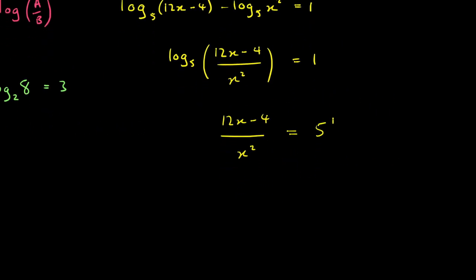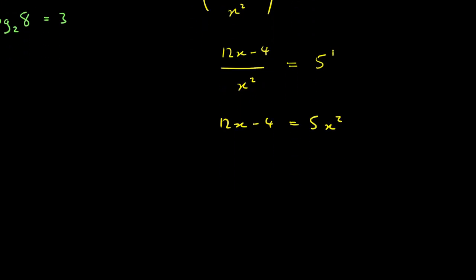All right, then. So last step, I'm going to multiply through by x squared. So 12x minus 4 is going to be equal to 5x squared. And so this is now just a quadratic, right? So 0 is equal to 5x squared minus 12x plus 4. So I've got to factorize this quadratic, I beg your pardon.